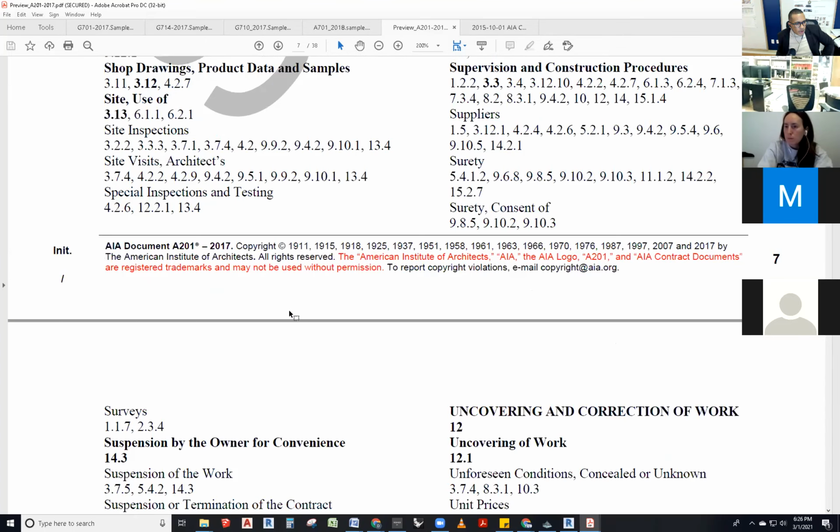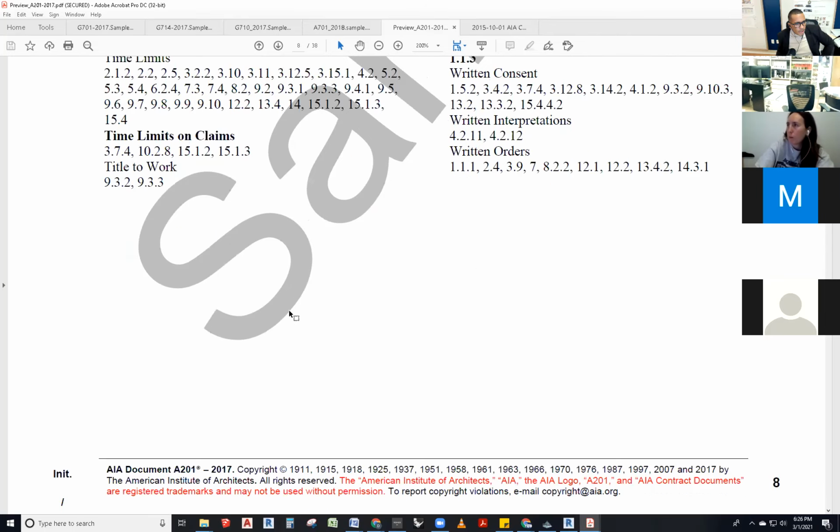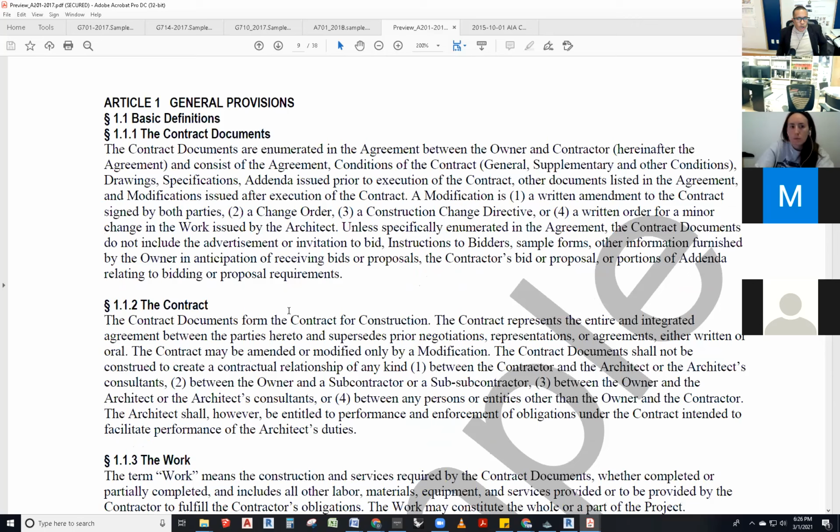I'm gonna try to fast track through this really quickly so that we get right to the middle of things. All right, so we're gonna start now with Article 1.